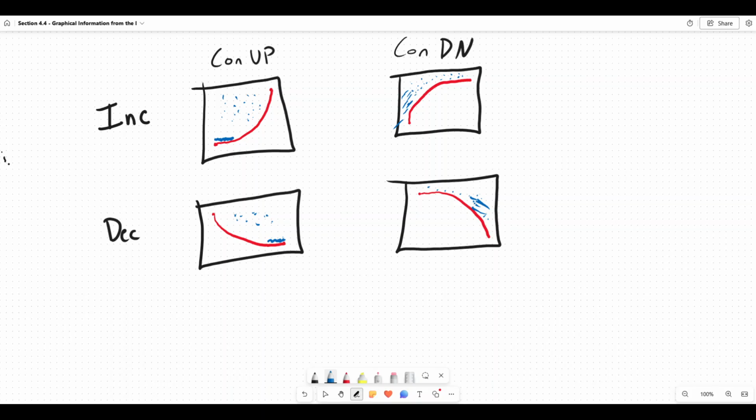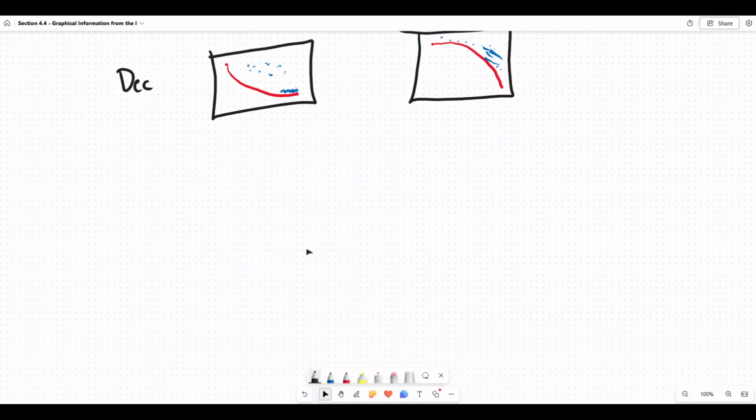The important thing is that by stitching these pieces together, we can sort of determine what a graph looks like with some accuracy. Okay?